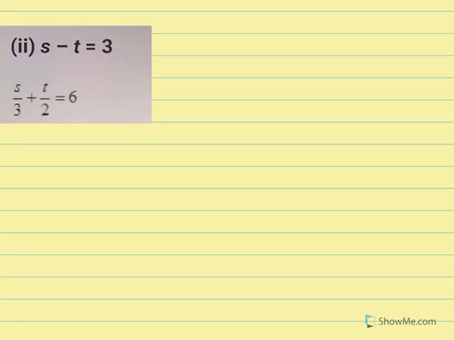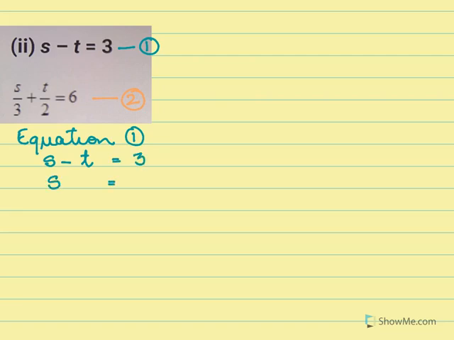Here again I get two equations. This is my first equation, and here is my second equation. I'm going to start off with my first equation, equation 1, and there it was s minus t equal to 3. So s will be 3 plus t. So this is my equation 1. I will use it later on.